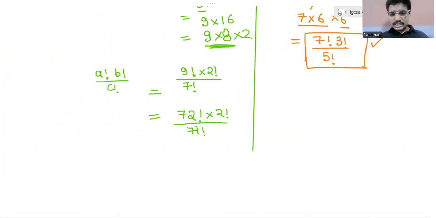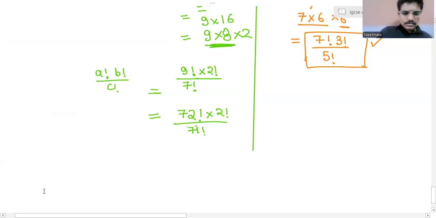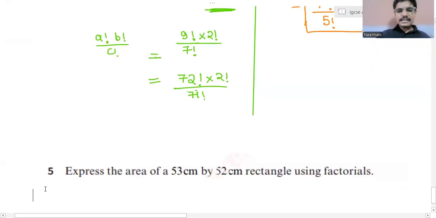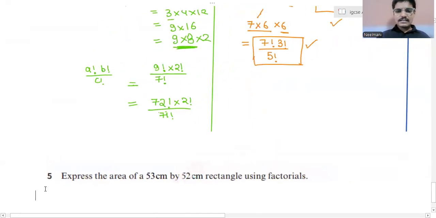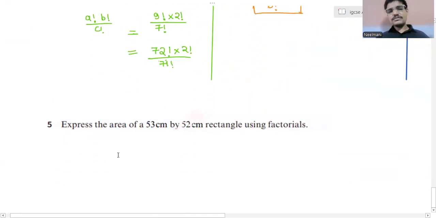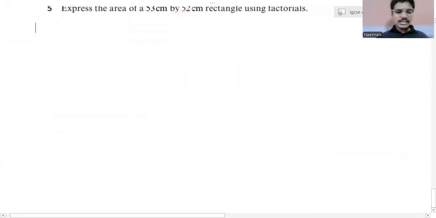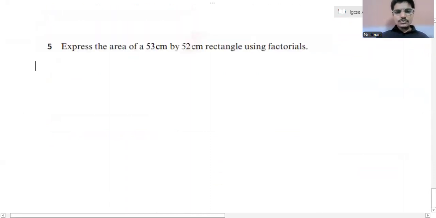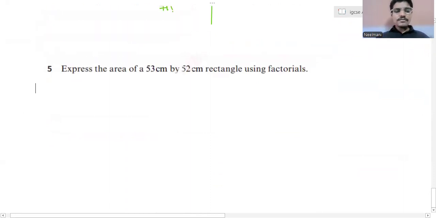Now, moving on to the next type of question, question number 5, which is a simple question. It says express the area, 53 and 52 centimeter, of a rectangle. So what is the area of a rectangle? It's length into breadth, correct? So 53 into 52 is the area of the rectangle itself. I want to represent this in the form of a factorial. How would I represent this?